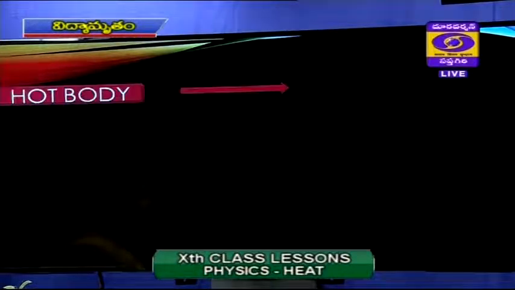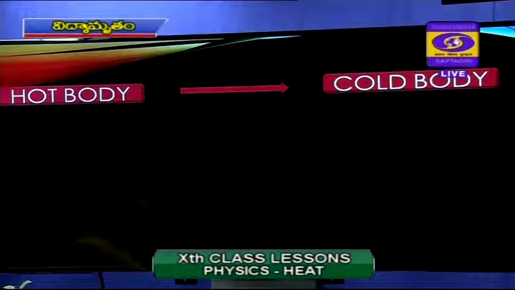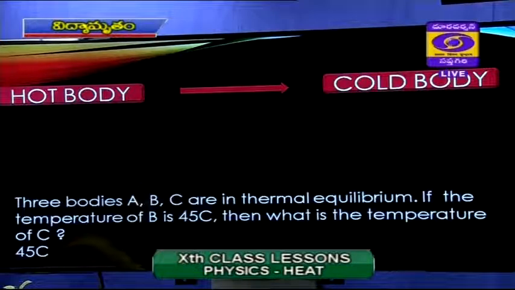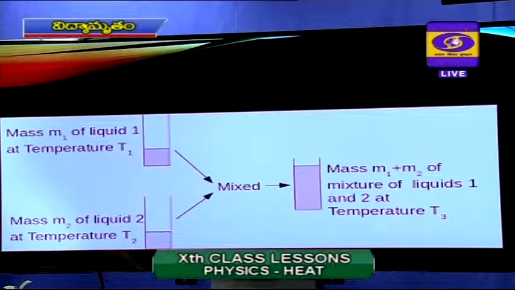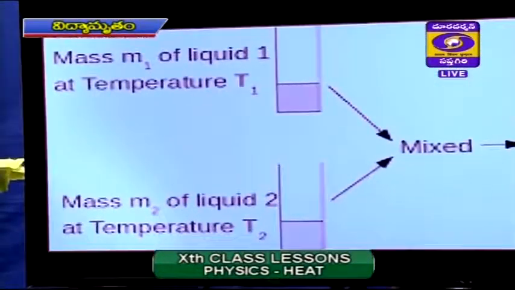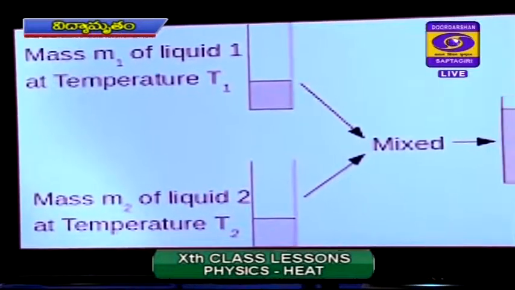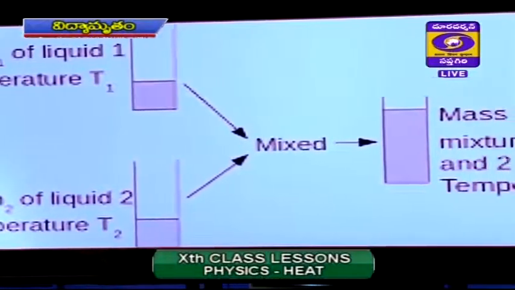Here you can see a hot body and a cold body, the heat is transferring from the hot body to the cold body. Likewise, in the examination they will ask you, if body A is at a temperature of 45 degrees and B is at 45 degrees, what is thermal equilibrium? A and B are in thermal equilibrium. You have to expect that there is no heat flow and the temperature is constant.